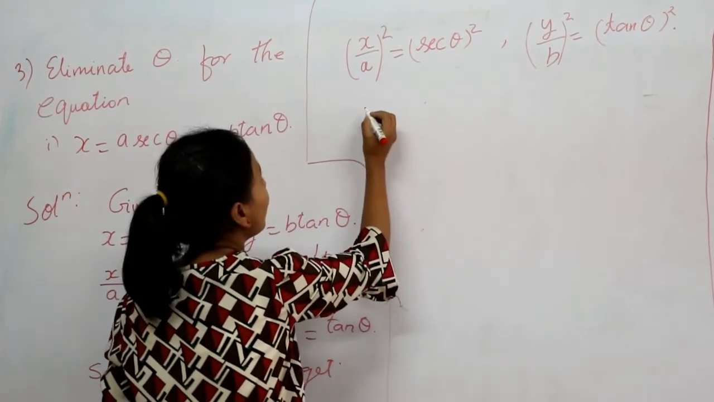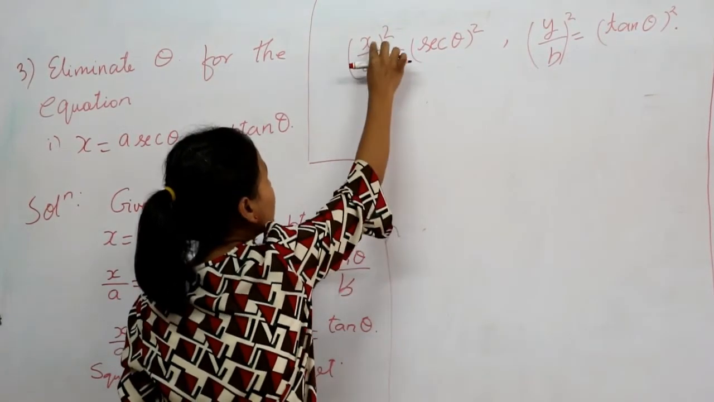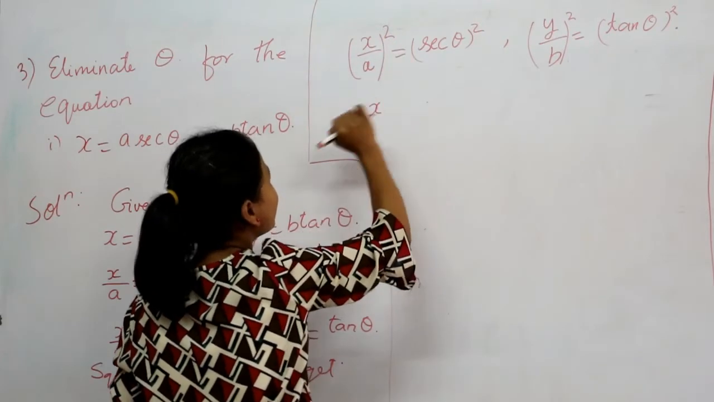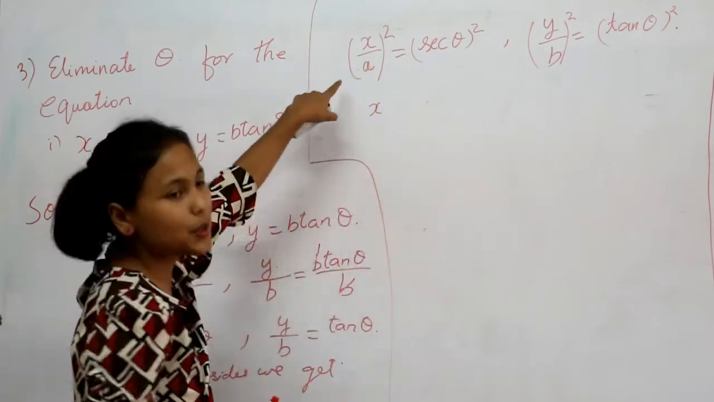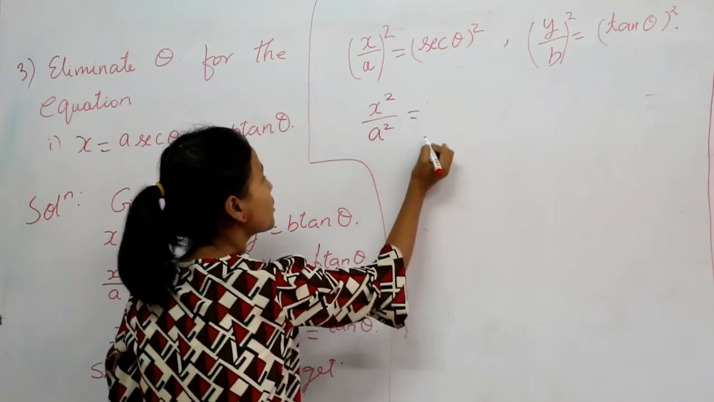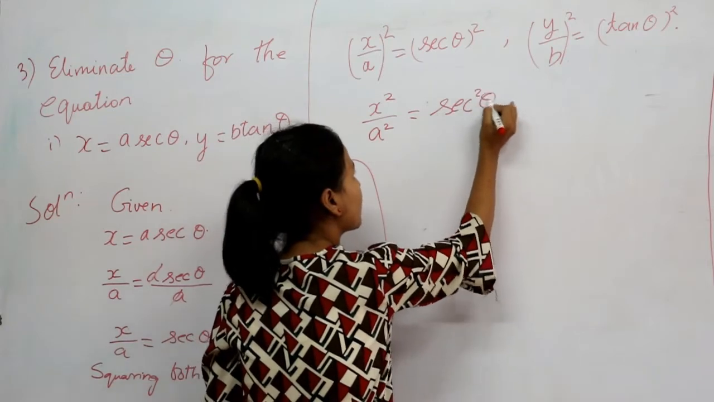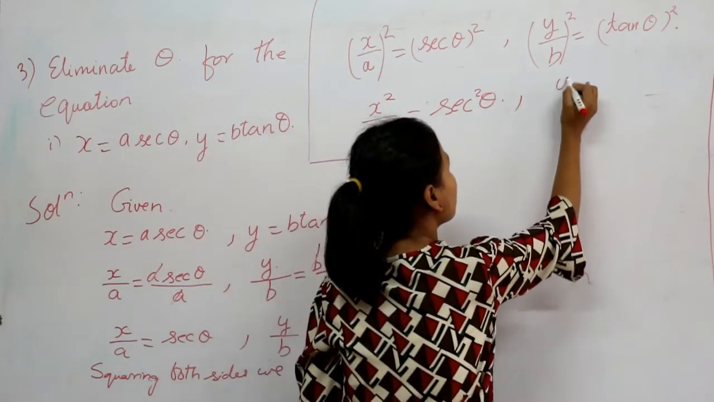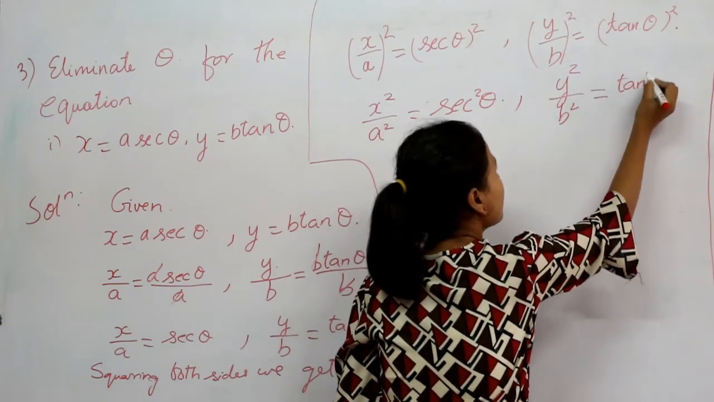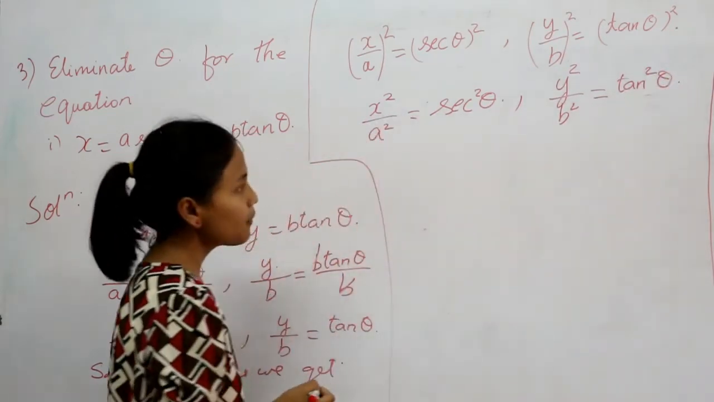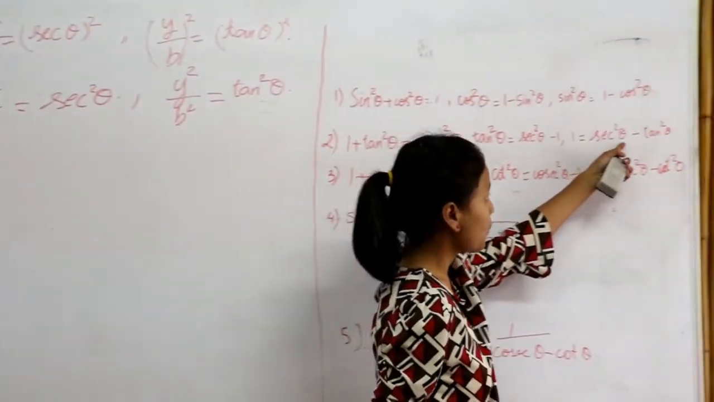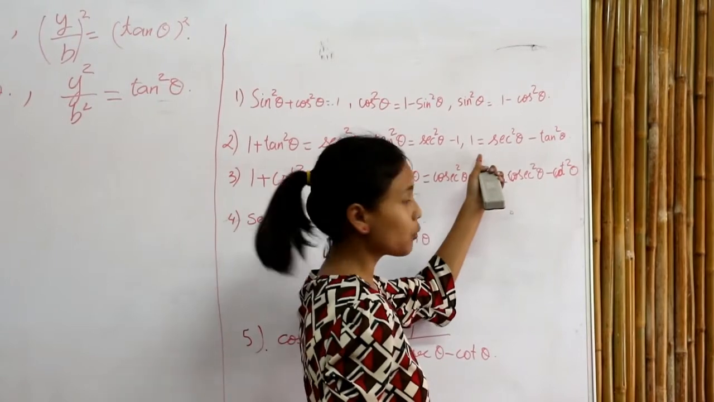Alright, now x by a whole thing square, we square this one, we'll get x square by a square is equal to sec square theta, and squaring this one you will get y square by b square, which is equal to tan square theta. After that, you see this formula, sec square theta minus tan square theta is equal to 1.